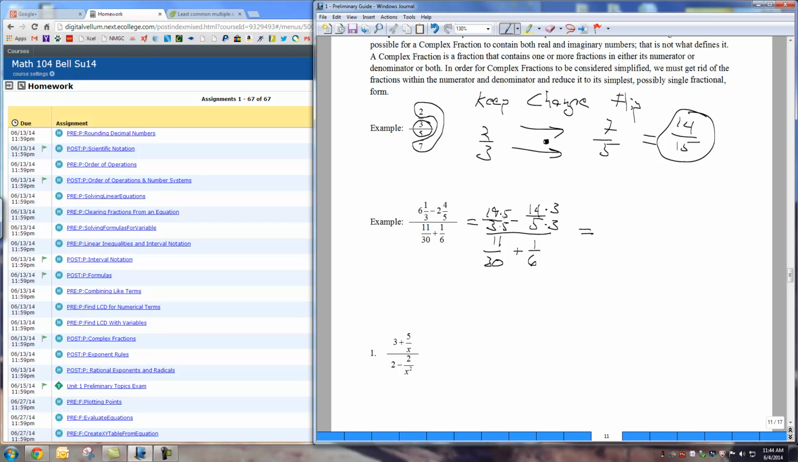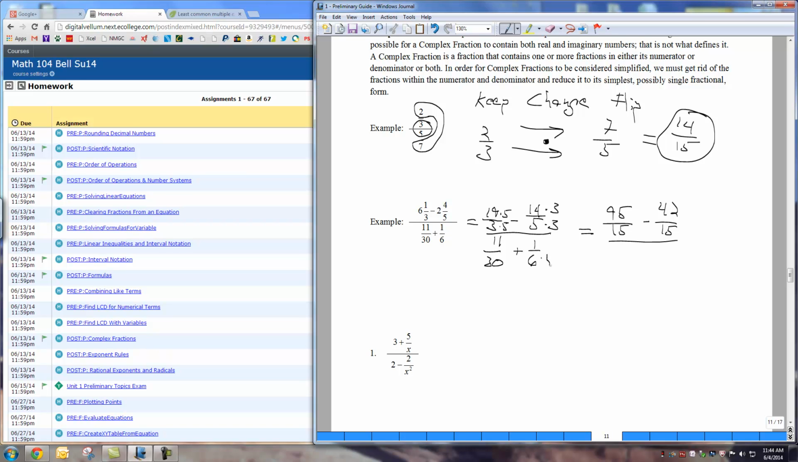So 19 times 5 is going to be 100 minus 5, which is 95, over 15, minus 14 times 3 is 28, is 42, over 15, over. Now 30 and 6, the least common multiple of these two is 30, because 6 does go into 30. So I don't need to do any adjustment to this fraction.